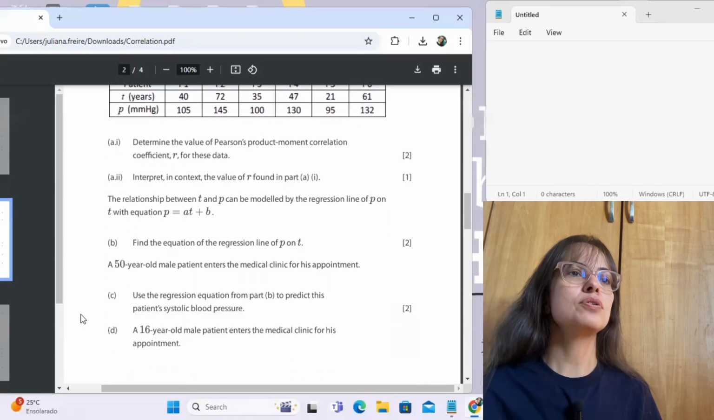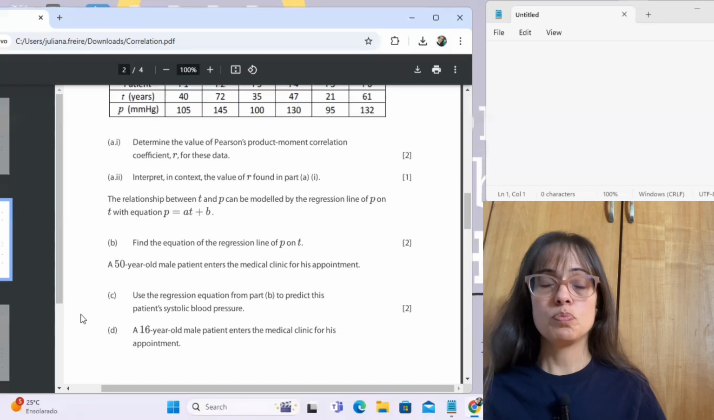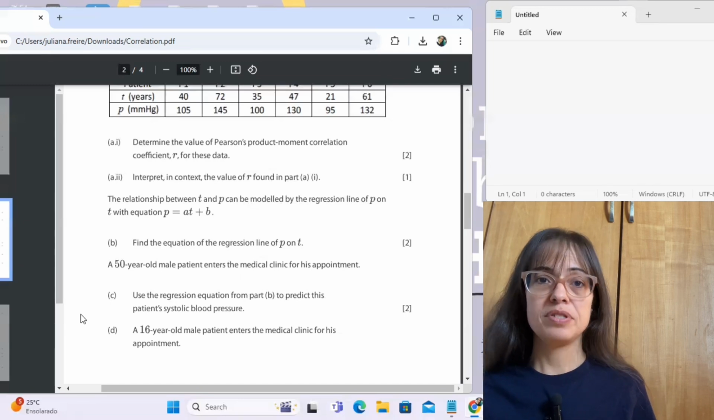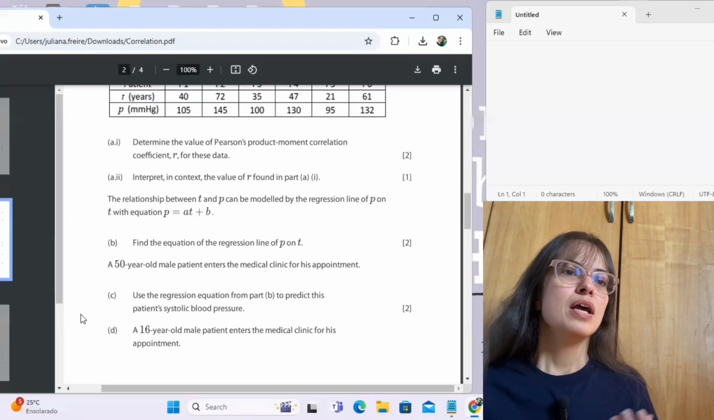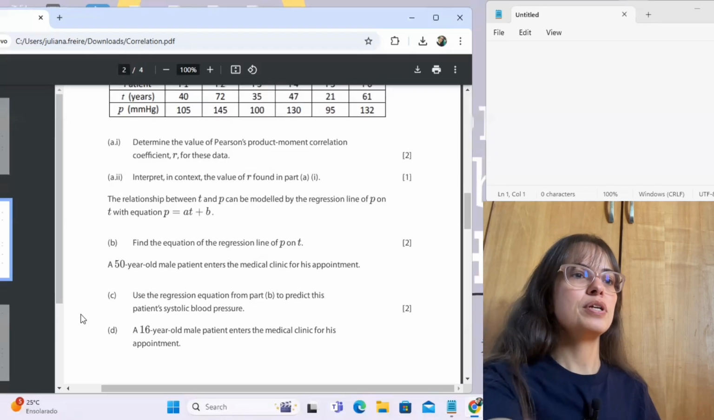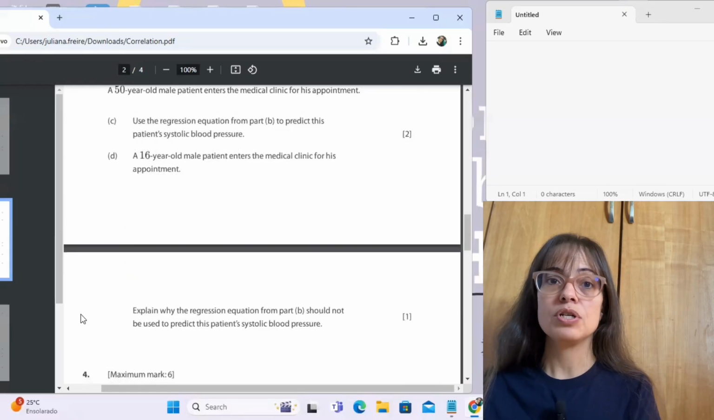A 50-year-old patient enters the clinic. Use the regression to predict the pressure. You just put it into the line P on T that you've just calculated with T equals 50. And then the next question, a 16-year-old enters the clinic for his appointment. Explain why the regression equation should not be used.